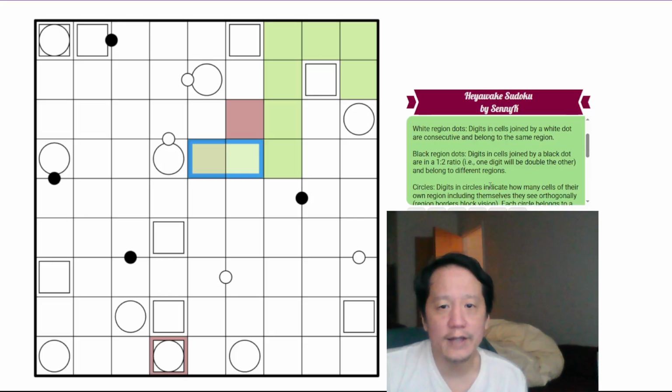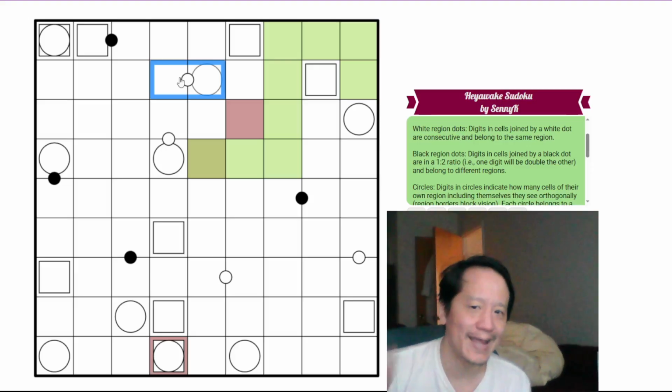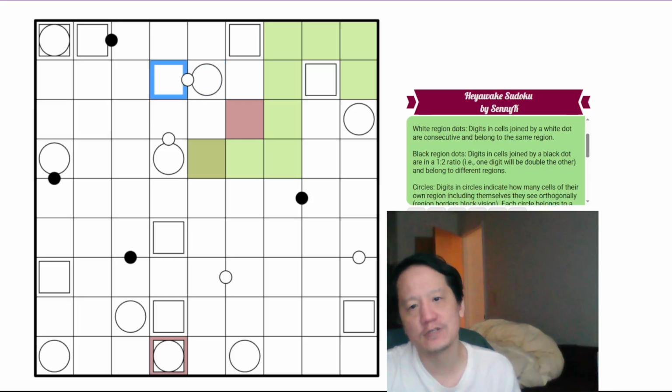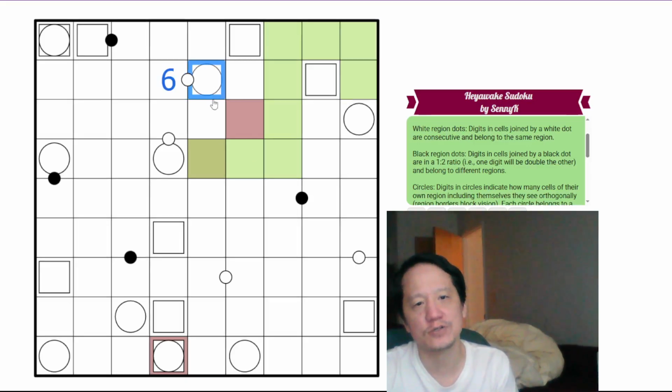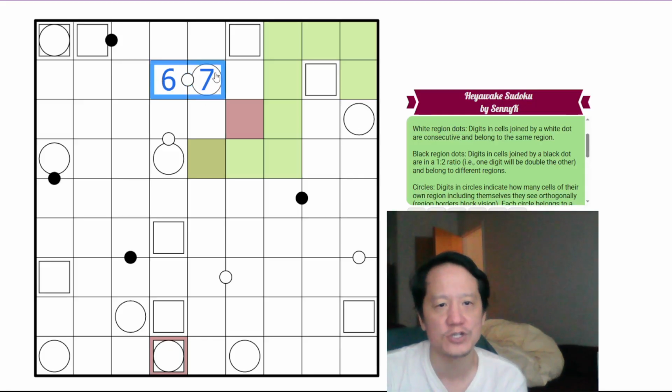We have white region dots, where digits in cells joined by a white dot are consecutive and belong to the same region. So for example, if this were, say, a 6 here, this would have to be 5 or 7, and they have to belong to the same region because there's a white dot between them.